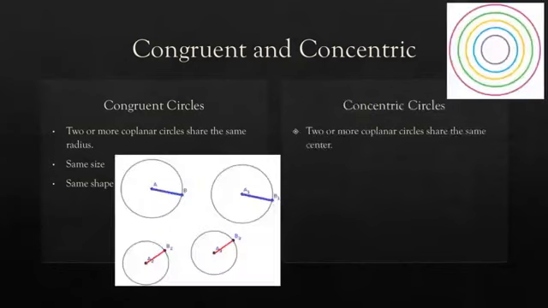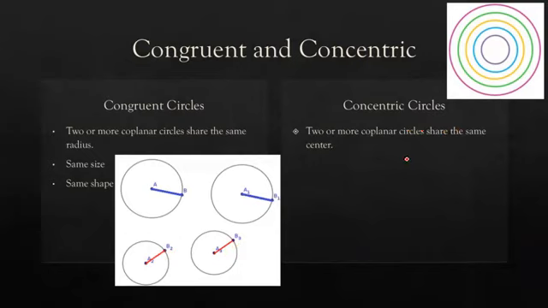Here's a picture of congruent circles. Here, AB is the same length as A1, B1. So these two circles are congruent. Down at the bottom, these smaller circles, A2, B2, is the length of one radius, and A3, B3 is a congruent radius on this circle. Both of these are the same shape, they're both circles, and they're both the same size because their radius is the same. What about concentric circles?